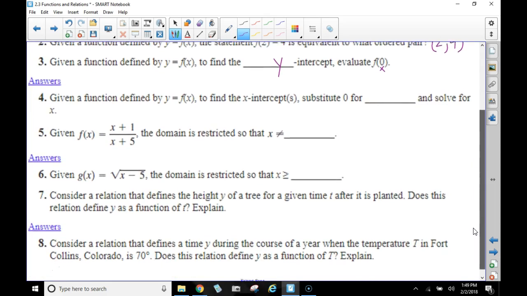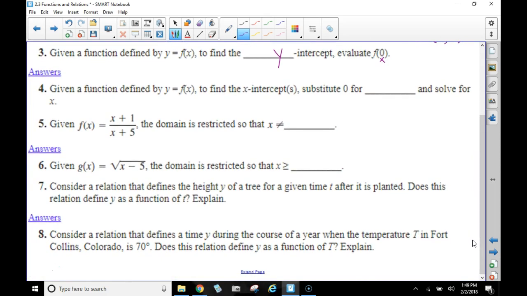On number 4, it says given a function defined by y equals f of x, to find the x-intercept, substitute 0 for our f of x or the y, however it's expressed, and solve for x. All right, number 5, given the rational function f of x equals x plus 1 over x plus 5, the domain is restricted so that the denominator isn't 0. Okay, and a -5 value for x would make that denominator be 0.